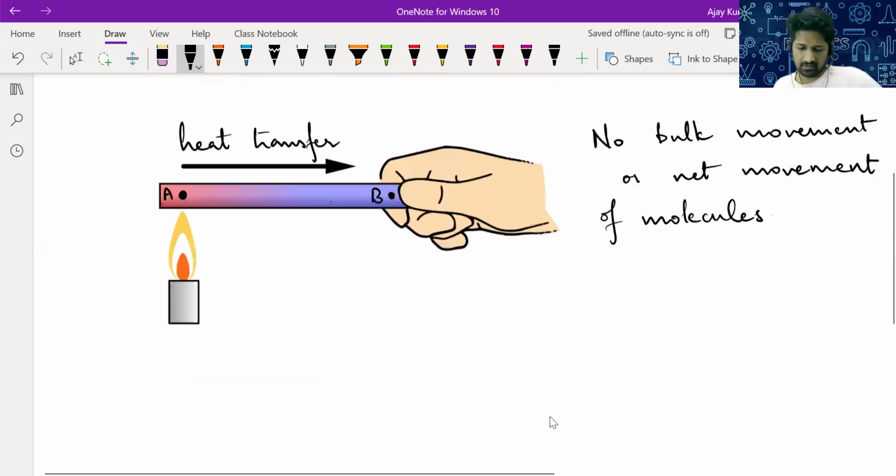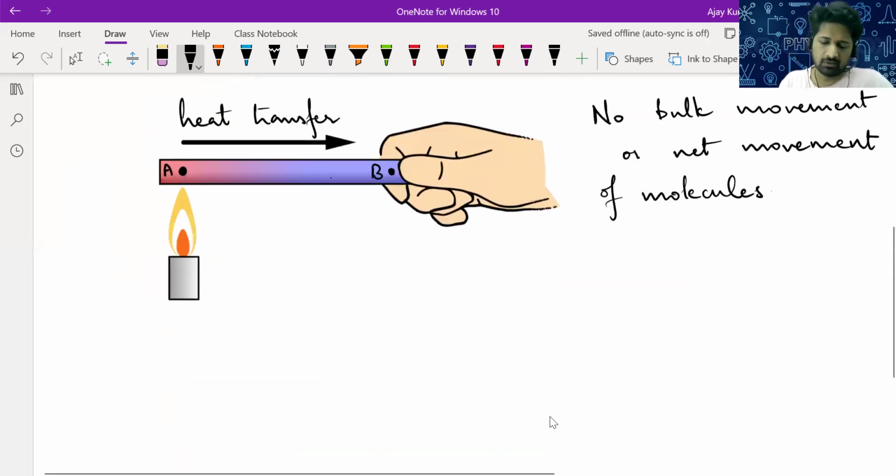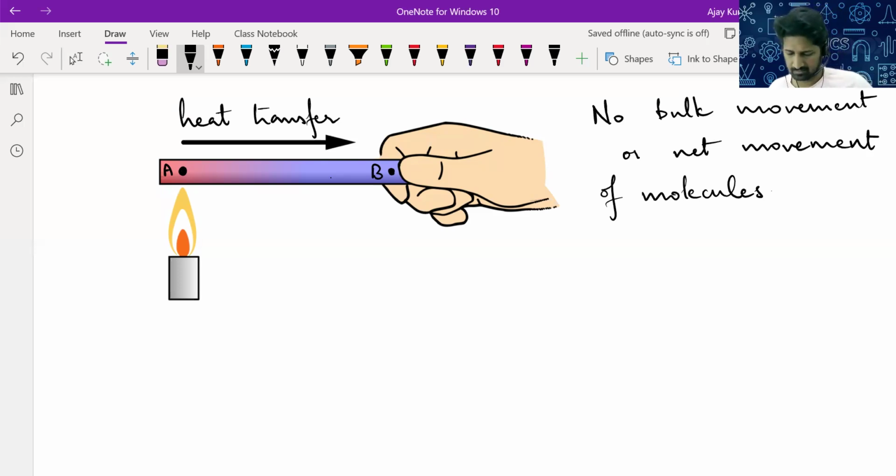Fine. Now, what we are going to discuss is how to find out how much heat gets transferred through conduction. See, conduction requires a temperature difference between one point of the medium and another point of the medium. A temperature difference should be there, only then heat gets transferred. What other factors it depends on, let us discuss.